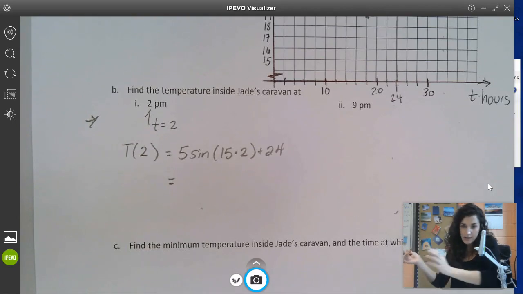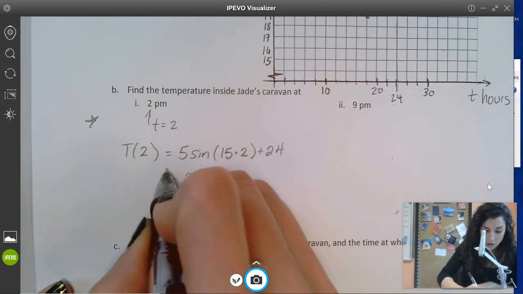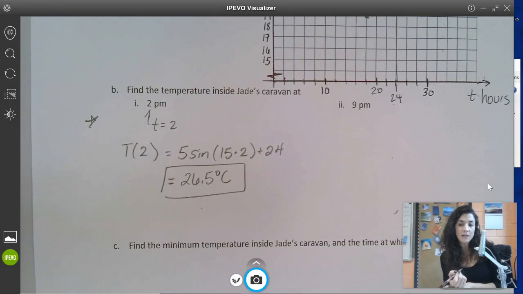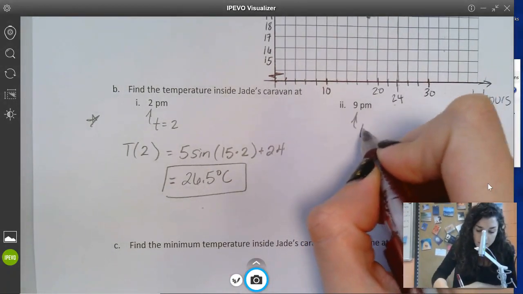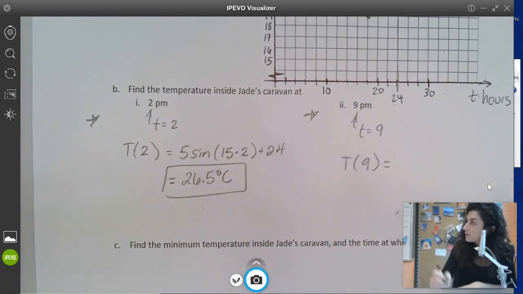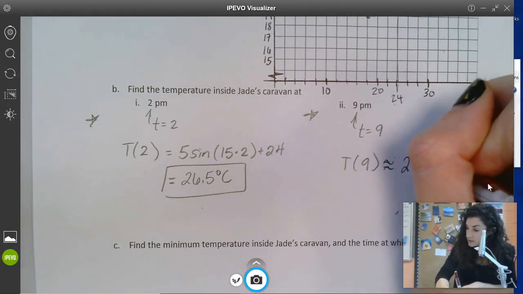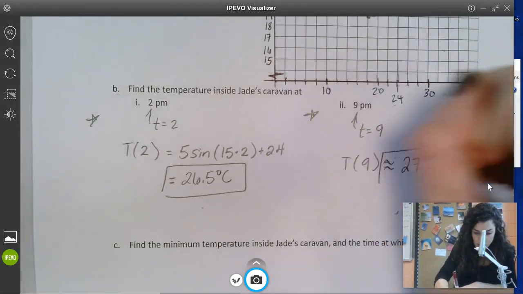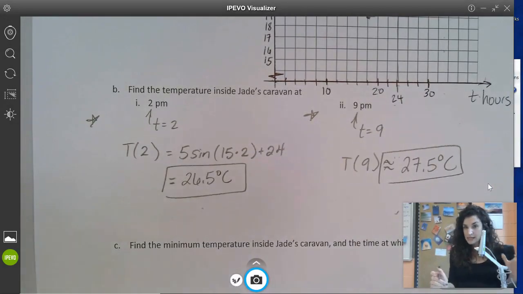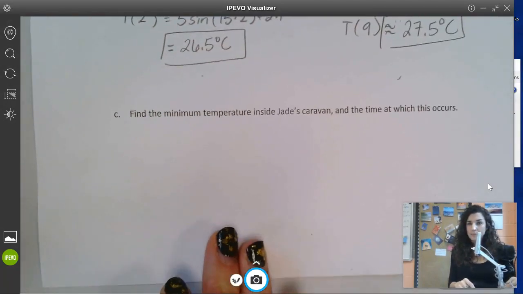That's because sine of 30 is one of those special angles, and so sine of 30 is a half. So it ends up being one of the very few sine values that we get that is an exact number as opposed to an irrational number. Okay, t equals 9. Go ahead and find that for me. That ends up being about, to 3 sig figs, 27.5 degrees Celsius, just by plugging in 9 for t.